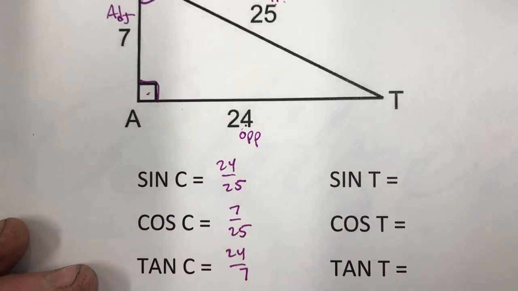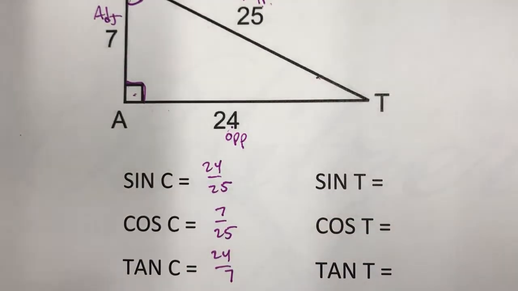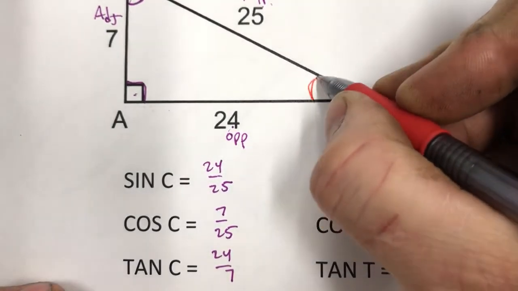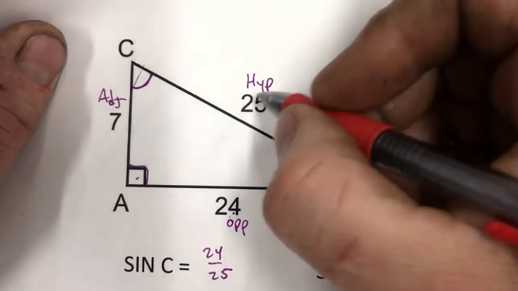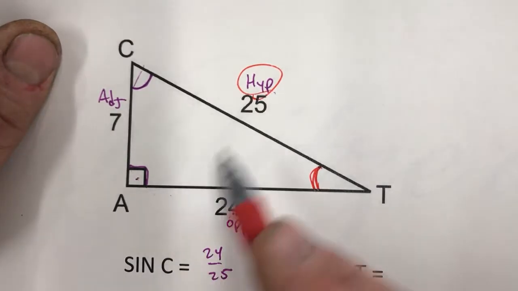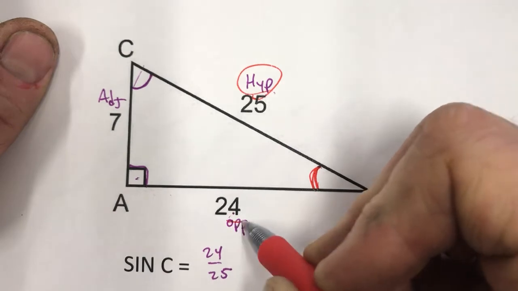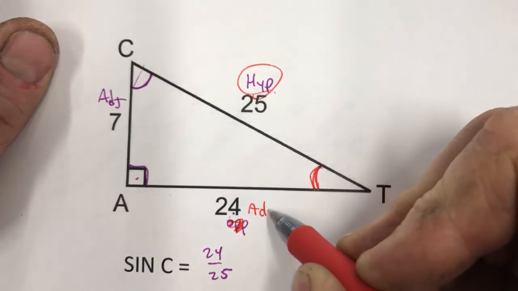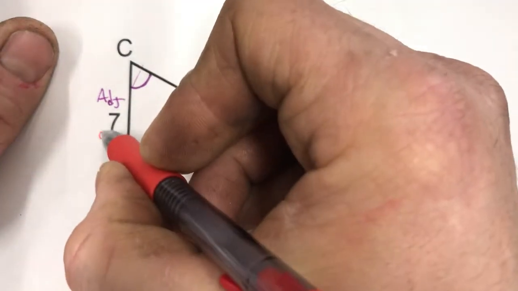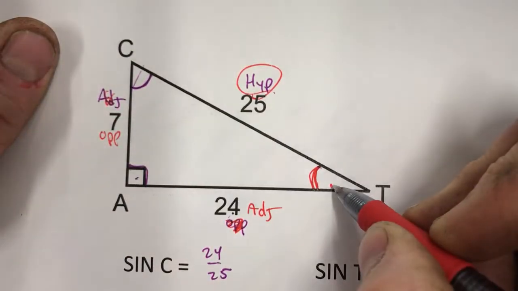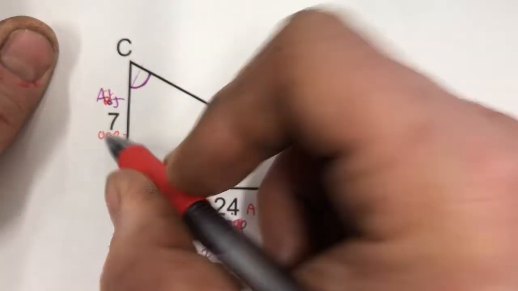Okay. Now over here we're doing T, which is this angle. So now we're doing this angle, which means my stuff changes. Now this is still hypotenuse, that's okay. It's always a hypotenuse, but the legs is what changes. So this is no longer opposite. This is adjacent now for angle T. And this would be opposite for angle T over here. See, that's away from it. So for angle T, this is opposite.